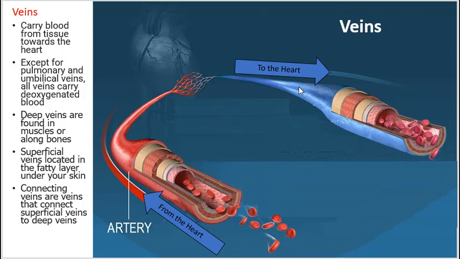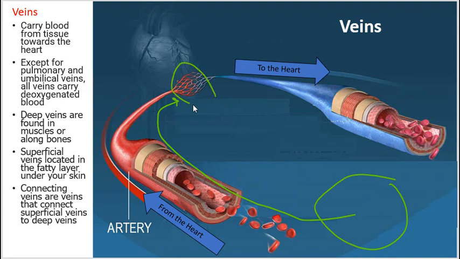Now let's look at the veins. Veins are the blood vessels that carry blood toward the heart. If you look at it, this was the heart. Away from the heart to the capillary, some kind of exchange occurs. Now this goes back to the heart. All those blood vessels that deliver the blood after the exchange to the heart are called veins.